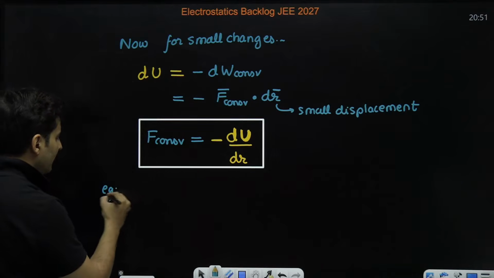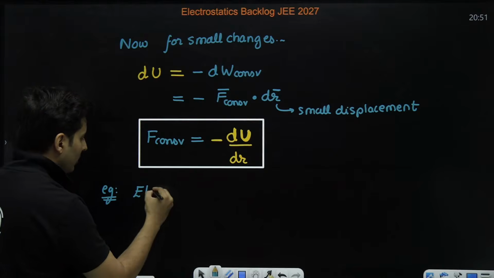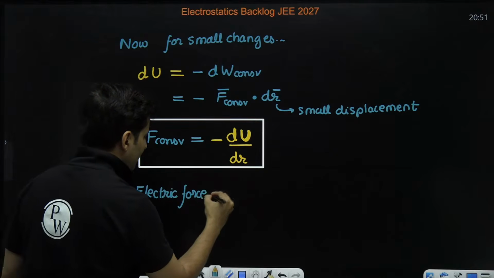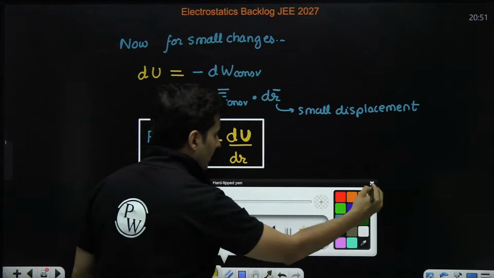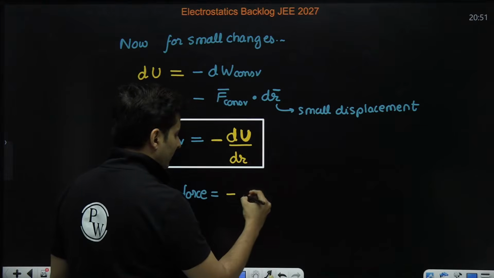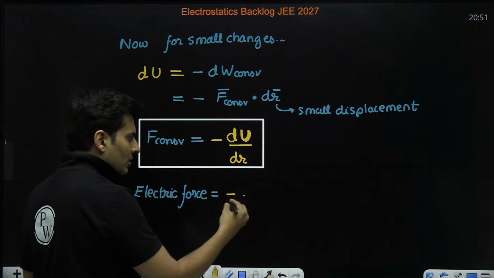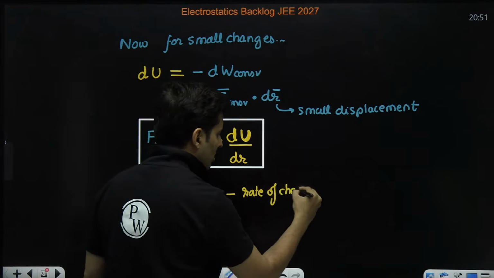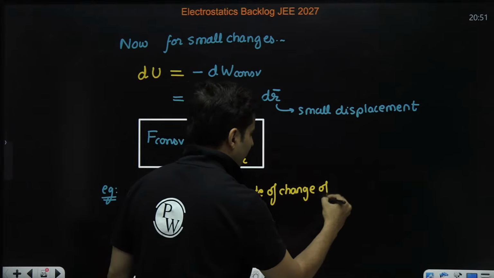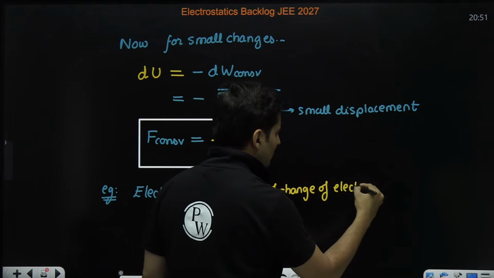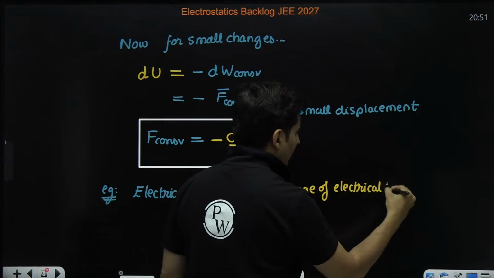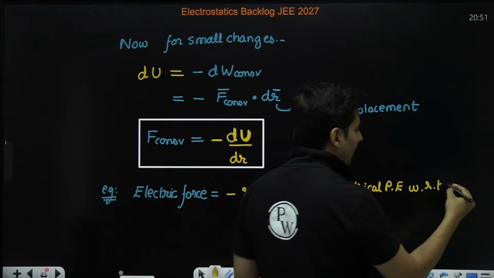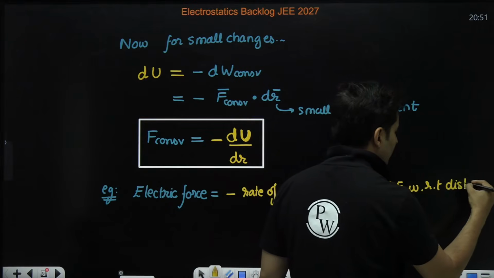So example, I can say my electric force is nothing but negative of the rate of change of electrical potential energy with respect to r, which is nothing but distance.